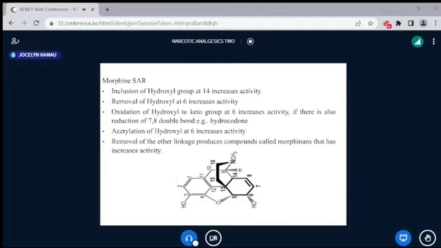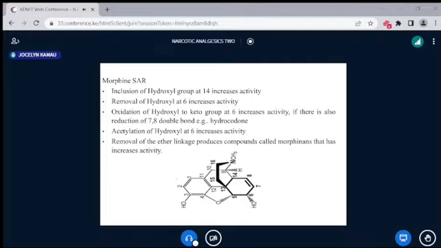There is also reduction of the 7-8 double bond, e.g. hydrocodone. Of course, remember, addition of hydrogens, or saturation, is also a form of reduction. So if you reduce that 7-8 double bond and also do oxidation of that position, again, you increase activity. Note these compounds; we'll be calling them the "one" compounds because of that. Acetylation, again, we are looking at the general: acetylation of the hydroxyl group at position 6 will increase activity.